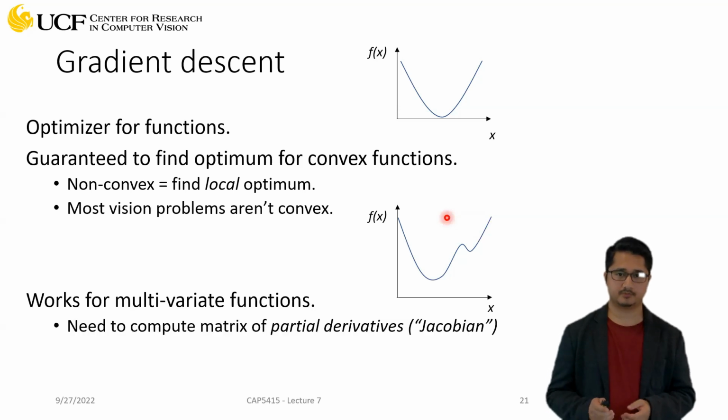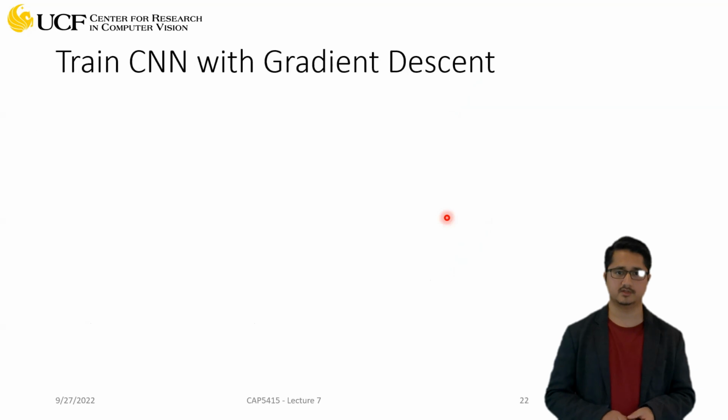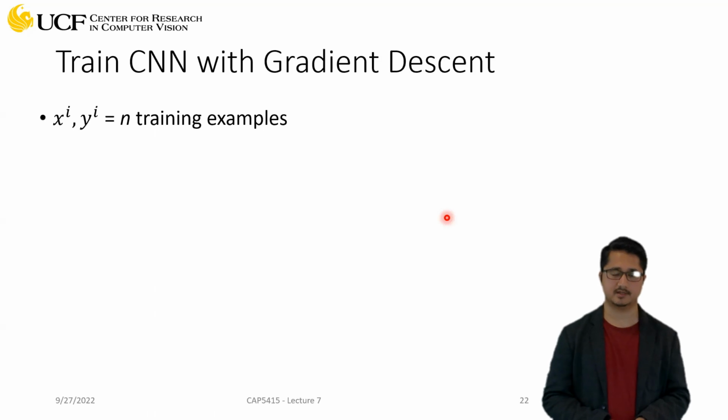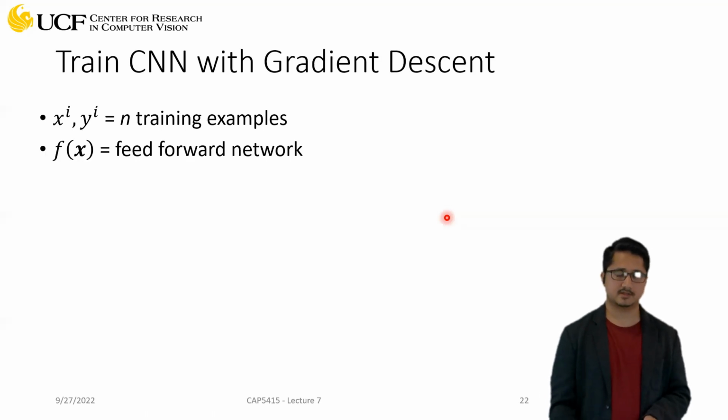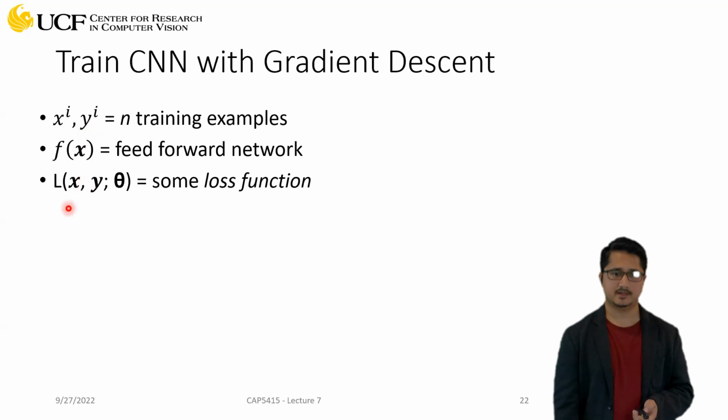All right, so all that is good. I think I already covered all these points. Now let's see how you train your CNNs with this simple gradient descent algorithm. So you have n training examples, right? Xi is your image, Y is the label, and let's say F of x is your feed-forward network, which takes an image as input, and it will make some kind of prediction, which should resemble this label. And then you need some kind of loss function, which will again take the parameters of the network, theta over here, and it will take the image and also the label. All right.